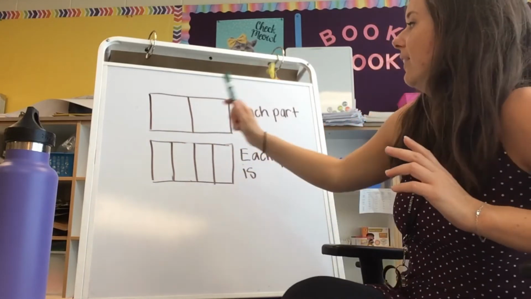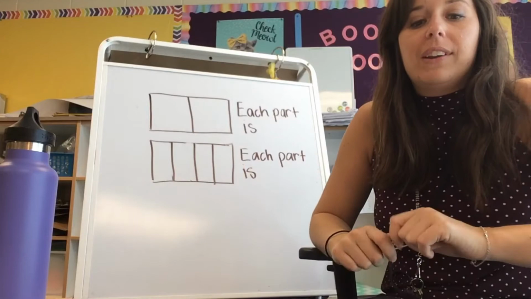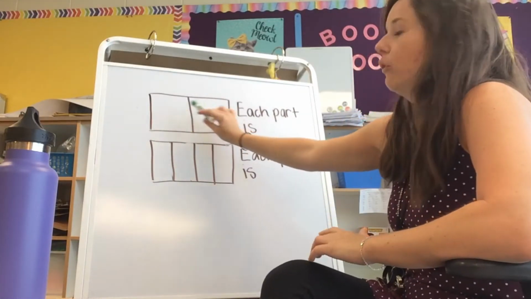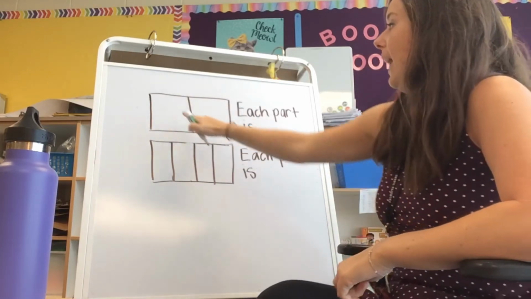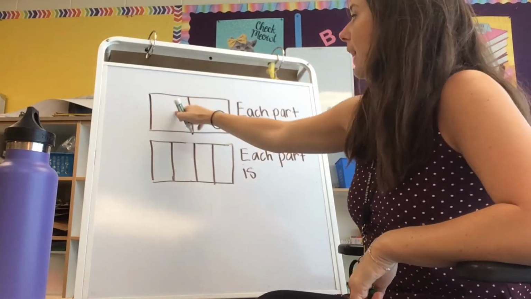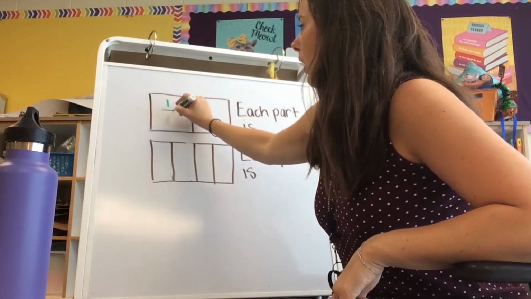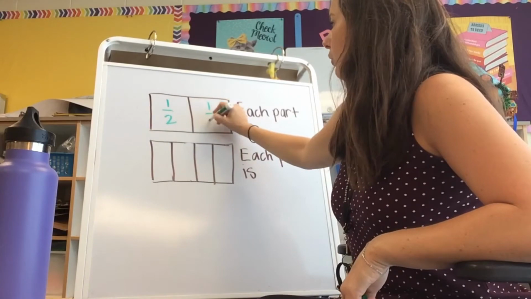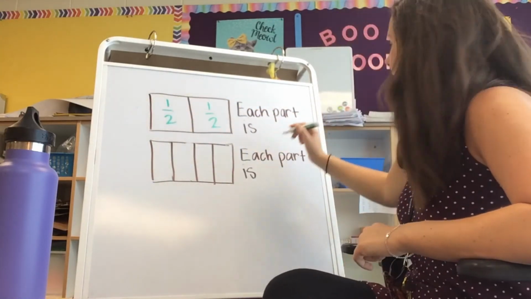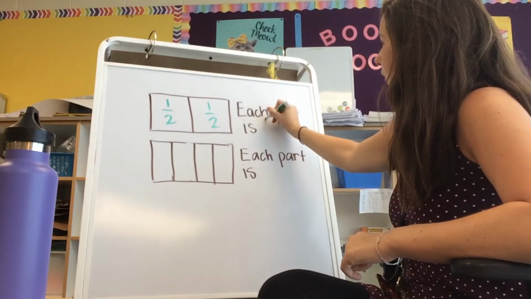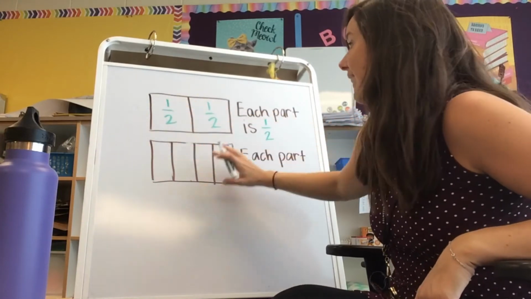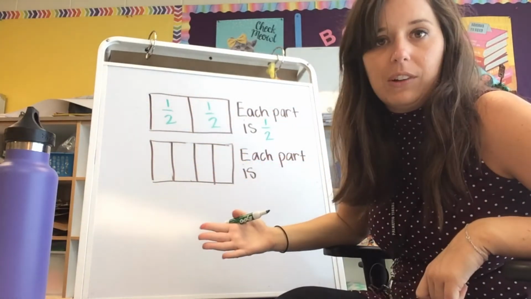Now we're going to look at the size of the parts in each whole to name the equivalent fractions. So let's look. In this first model right here, I have 2 equal parts. So each part is what? If I were to label this one part, it would be 1 over 2 and 1 over 2. So I know that each part, so one of these, is equal to 1 over 2.